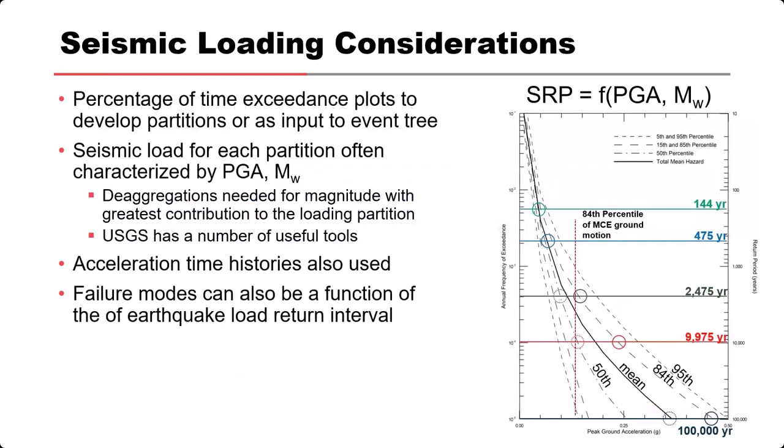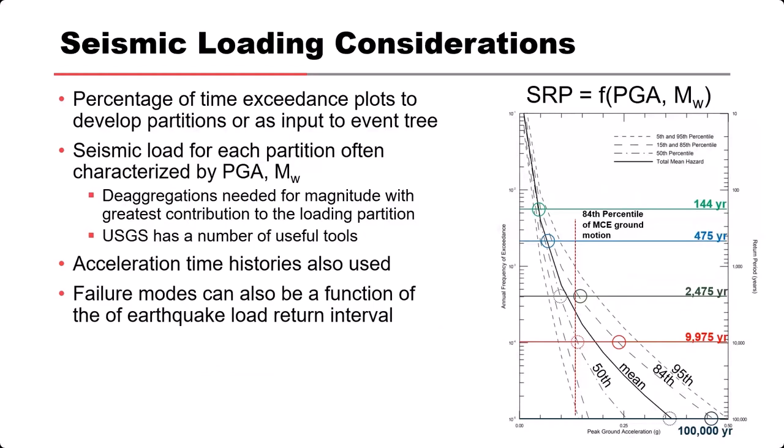So this is the plot that Keith showed earlier of the annual exceedance versus peak ground acceleration. And the most common approach, like we said before, was to just develop these bins and look at what the response of the embankment would be in those various bins.